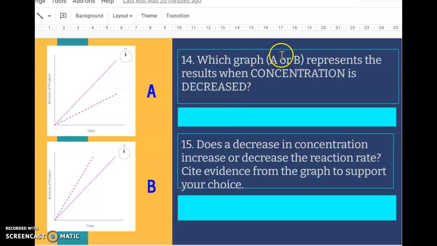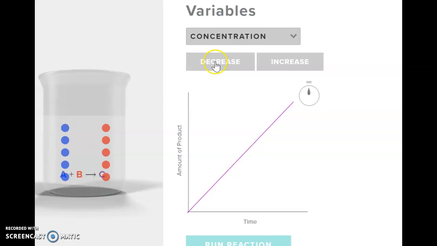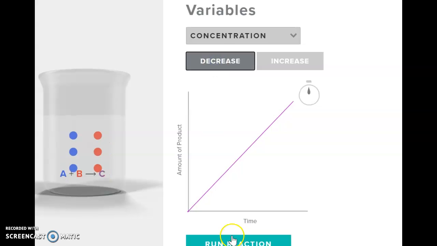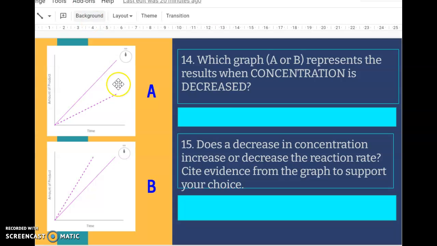So for these slides, it's asking which one represents a decrease in concentration. So you'll keep that tab open. You're going to go to concentration, decrease, and hit run reaction. Okay, now you see which graph is this. So this graph matches graph A. So graph A represents the results of concentration that is decreased. So a sentence here. And then does a decrease in concentration increase or decrease reaction rate? So determine what that would be and cite your evidence from your graph.